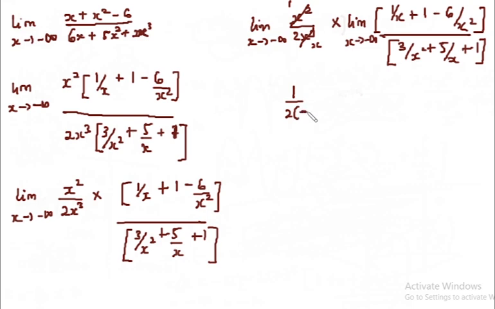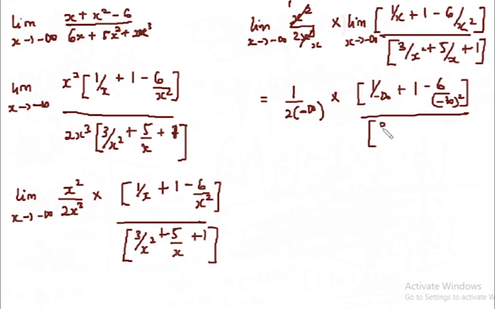So it will be 1 over 2 minus negative infinity times, if I take the infinity terms here, this will be 1 over negative infinity plus 1 minus 6 over negative infinity squared over, then I have 3 here over negative infinity plus 5 over negative infinity plus 1. All the 1 over negative infinity terms go to 0. So each of these is approaching 0.